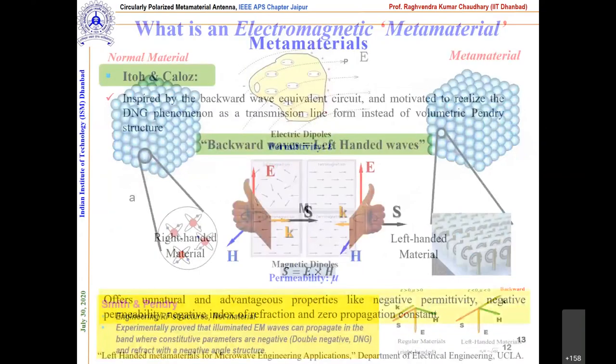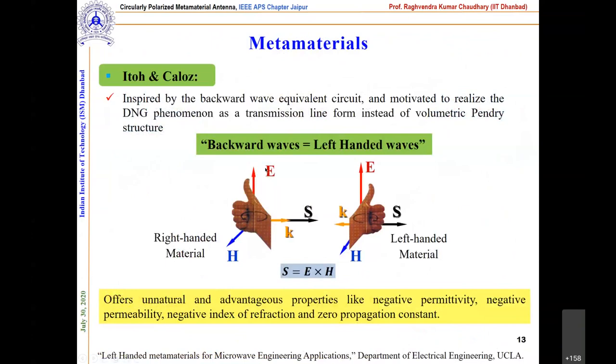So mainly you will see the right-handed material and left-handed material. Some people also say double negative material as well. So many terminologies are there. One important point here for metamaterials: the K vector and the S vector are in the same direction in a right-handed material, and in a left-handed material, they are opposite. Or we can also say the phase and group velocities are antiparallel.